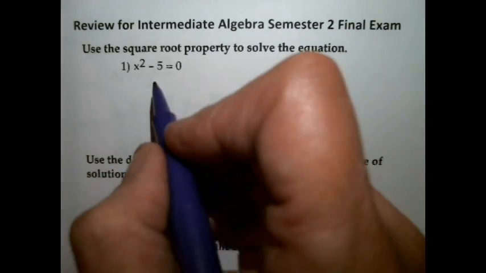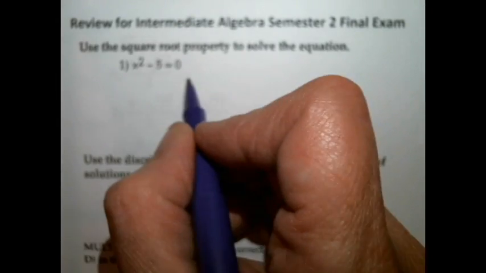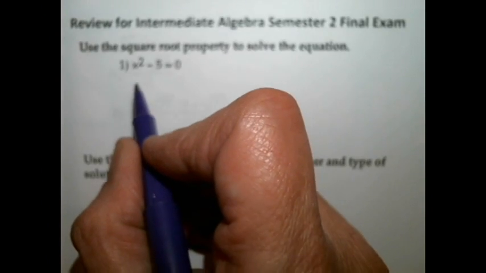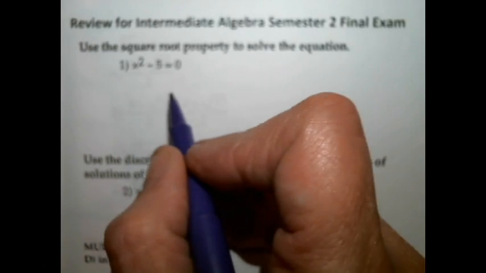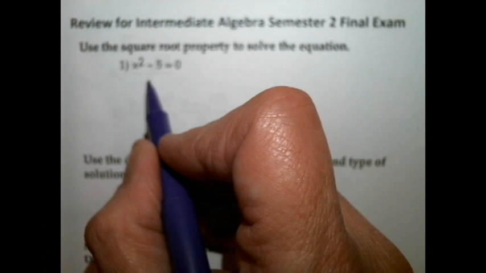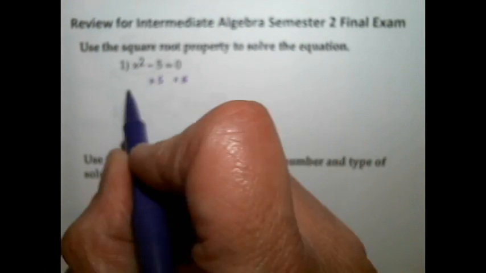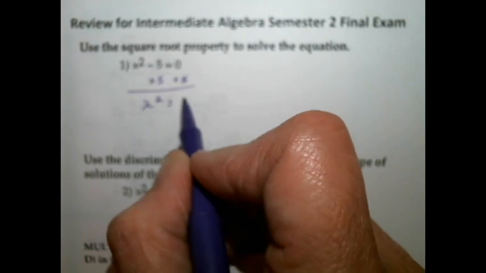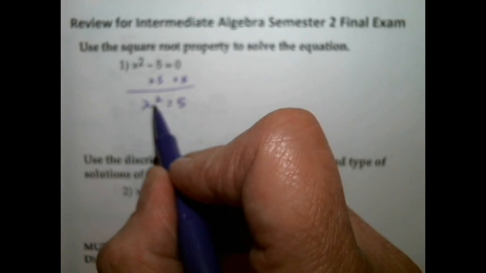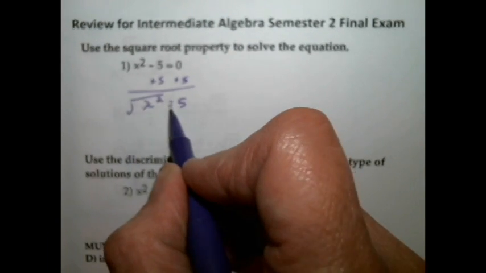Number 1, x squared minus 5 equals 0. Square root property, basically, get the x squared part by itself, and take the square root of both sides. So add 5 to both sides. X squared equals 5. Now to undo the squared, we take the square root of both sides.